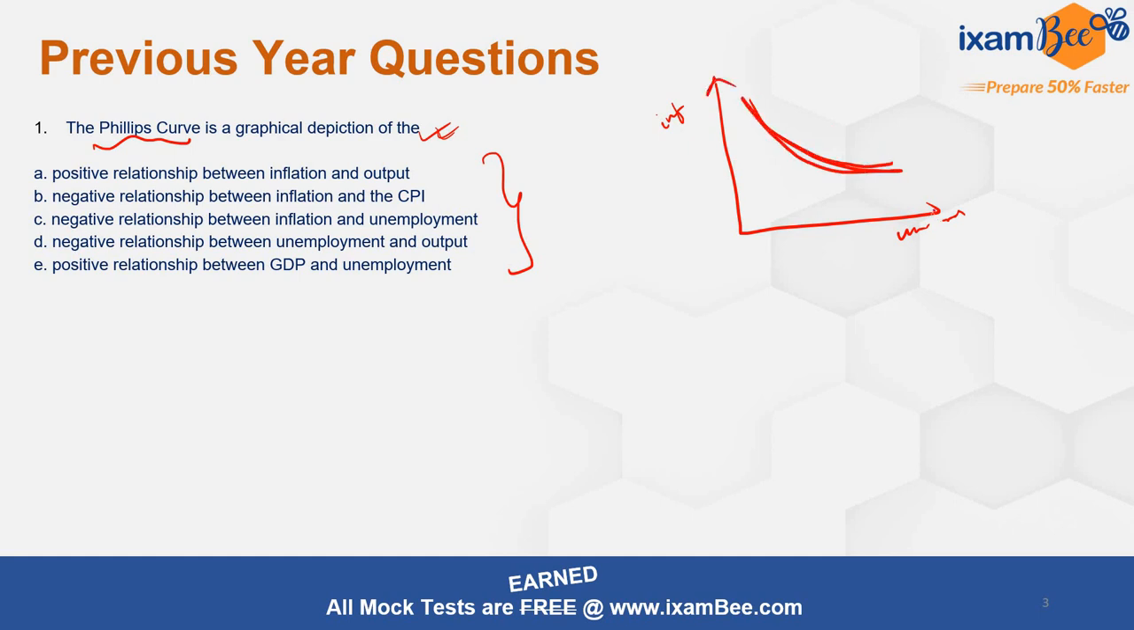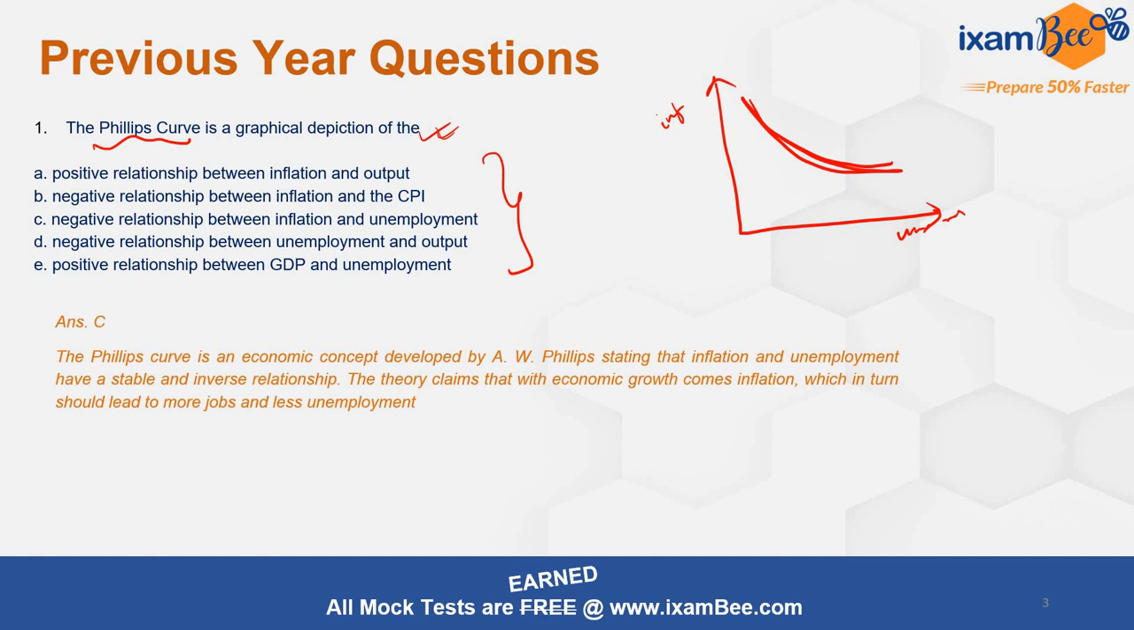This concept was given by A.W. Phillips. So the right answer here is answer C. It's a negative relationship between inflation and unemployment.